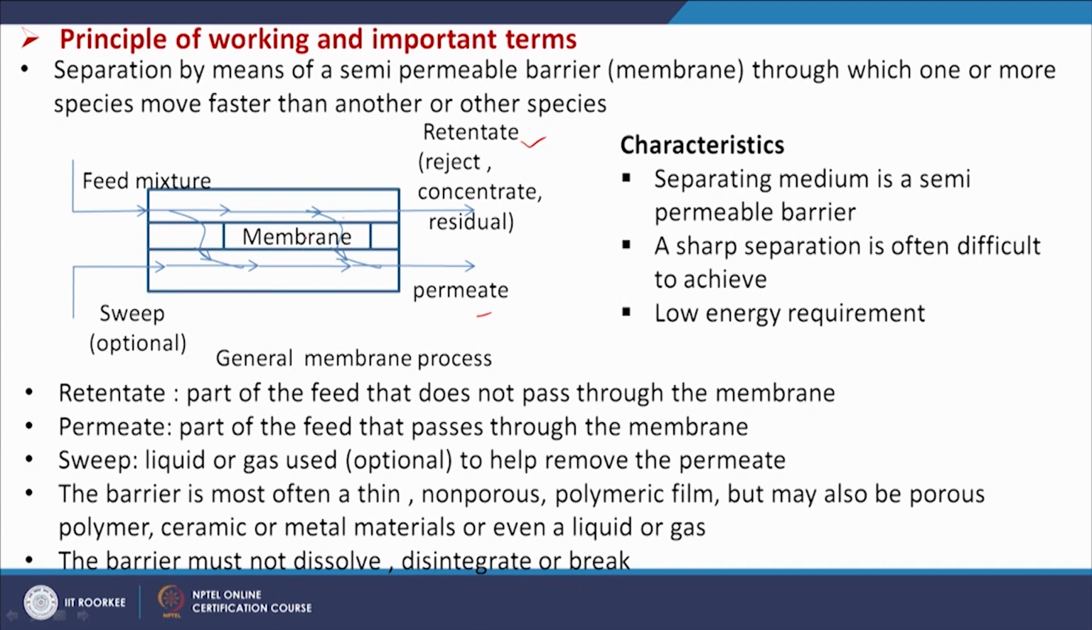So, these are the essential conditions for the operation of this membrane process. Some characteristics are that the separating medium is a semi-permeable barrier. That means some material will be allowed to pass through and some will not be allowed to pass through, a sharp separation is often difficult to achieve, and it has low energy requirements. So, these are the characteristics of this membrane process.